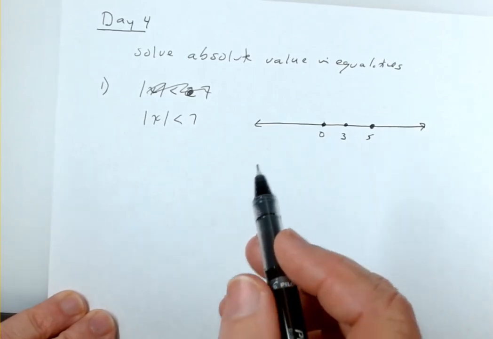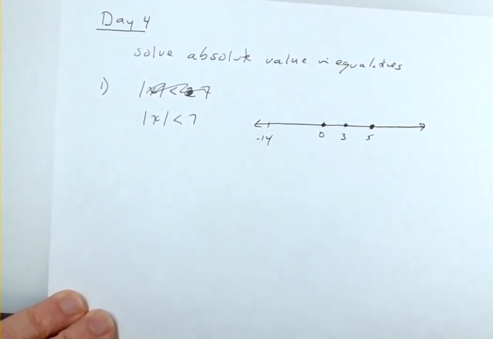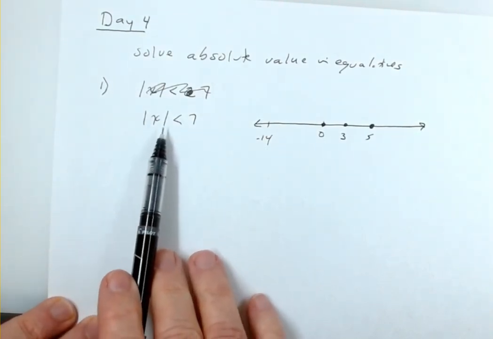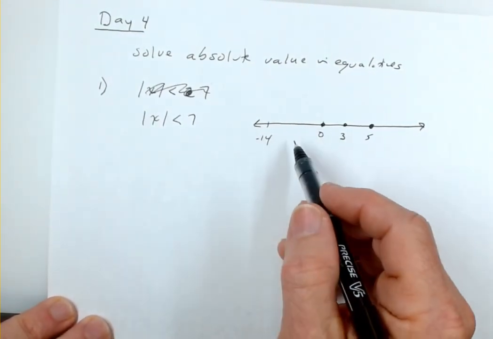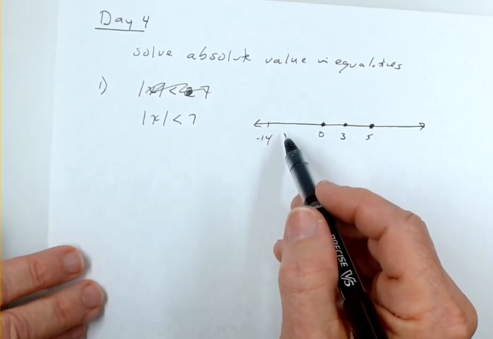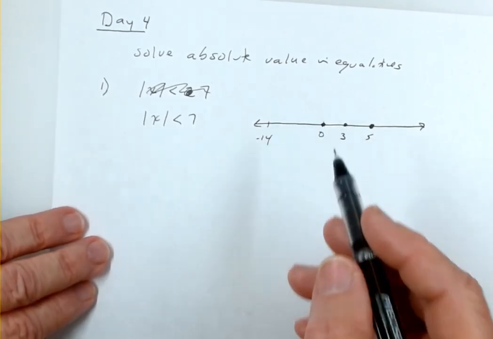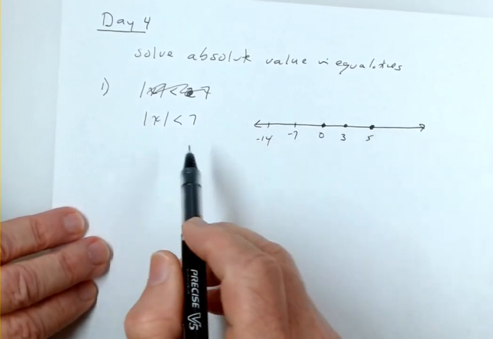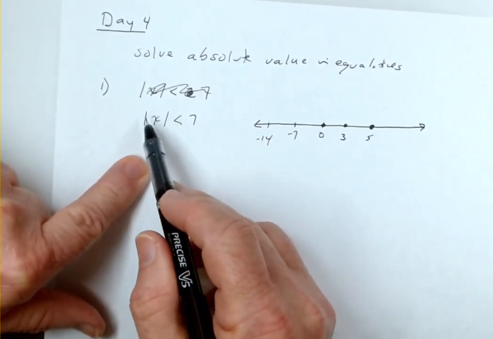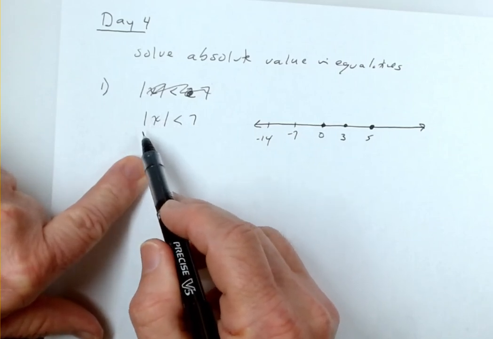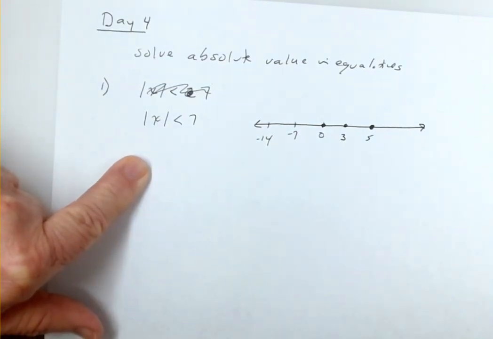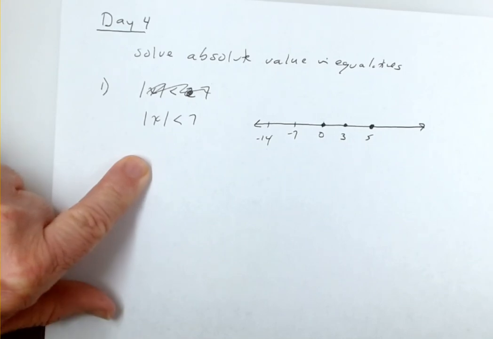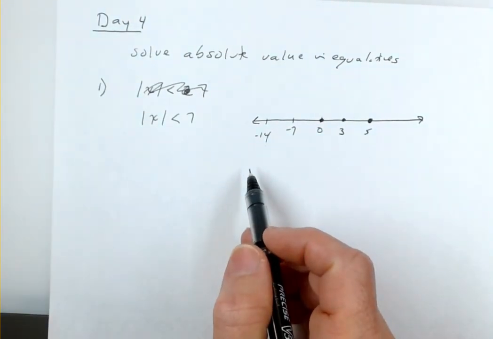-14. Okay, so here's -14. Is -14 a solution? No, because the absolute value of -14 is a positive 14, and 14 is not less than 7. So what would be the lowest bound in terms of your solutions? -7. So here's -7. Now, the absolute value of -7 is what? 7. Is 7 less than 7? No. 7 is equal to 7, right?